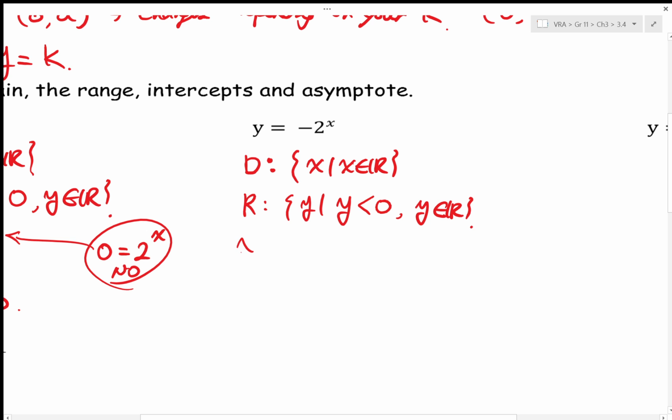Now then the x-intercept, again, there is none. And then the y-intercept is now 0, comma. I told you the y-intercept is 0, comma a plus k. There is negative 1, so there you go. Now the equation of the asymptote is basically still y equals k, but there's no k, so y equals 0.